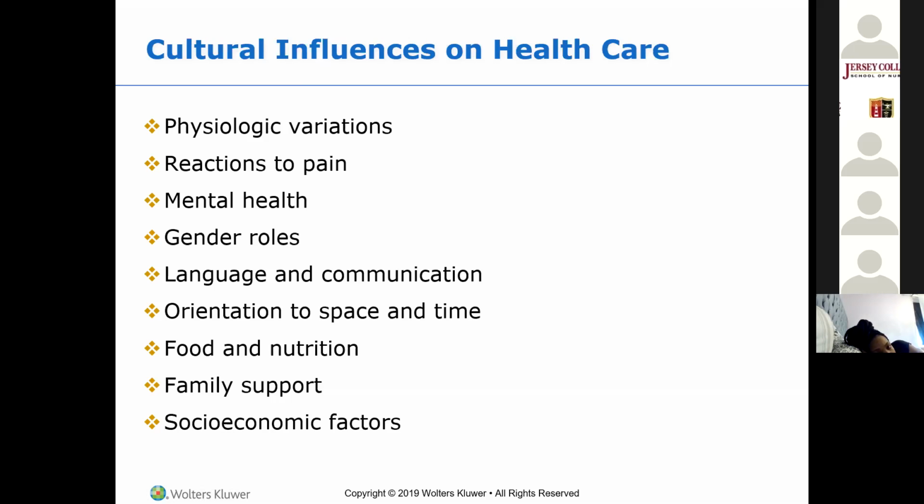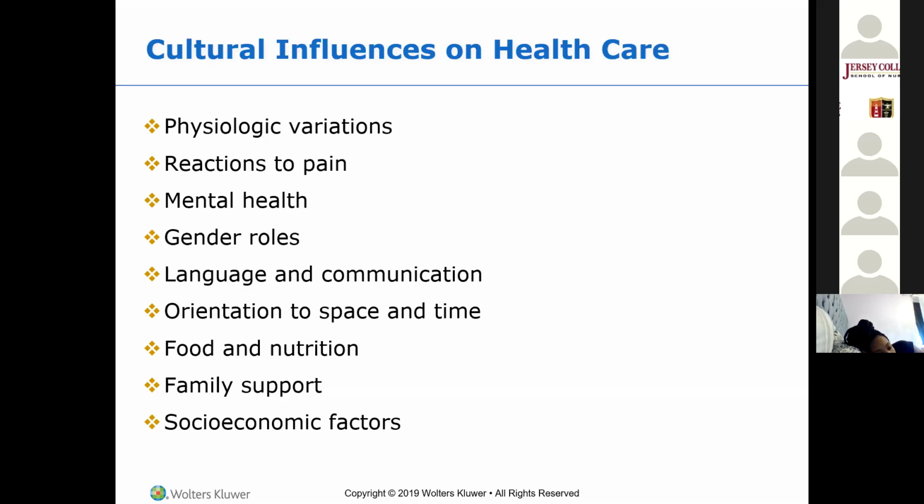So, different things affect influences on healthcare, physiological variations. How about response to pain? This makes a huge difference because, like the elderly, a lot of elderly people won't admit to pain. Why? One, it can be a sign of weakness, especially for men. For them, they feel like it's a sign of weakness if they admit to the fact that they're in pain.